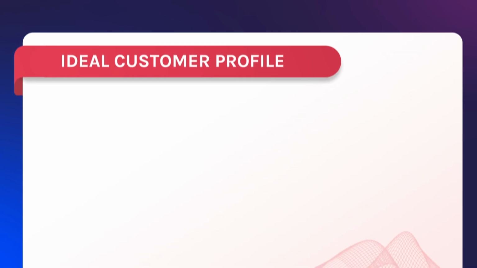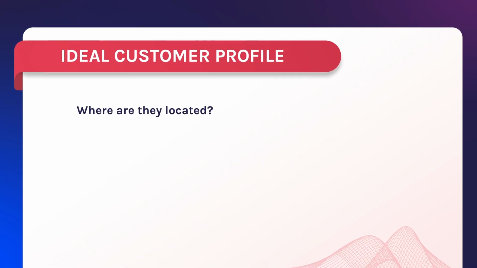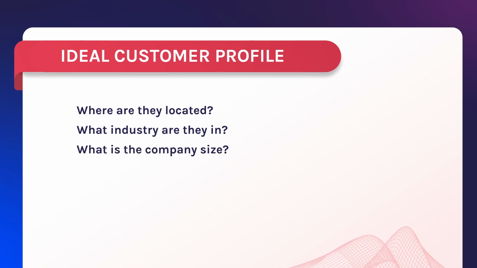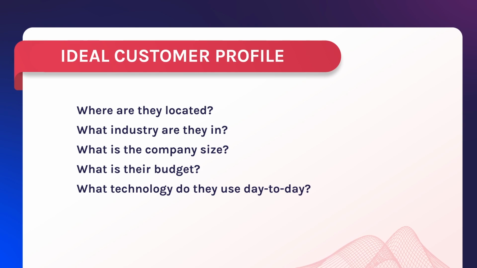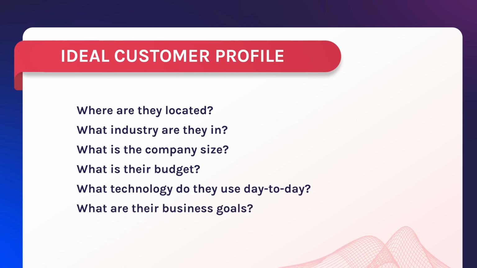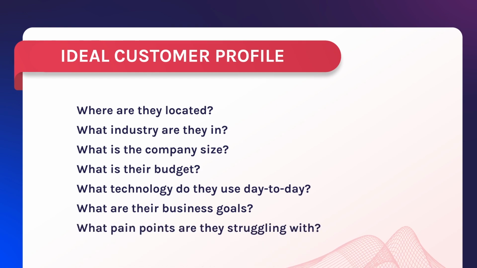There are a couple of questions you can ask yourself to get started. Where are they located? What industry are they in? What is the company size? What is their budget? What technology do they use day to day? What are their business goals? And what pain points are they struggling with? The answers to those questions will make up your ICP, a document you can refer to again and again when you prospect for new business. And remember, the more detailed your ICP, the better targeted your prospecting will be.